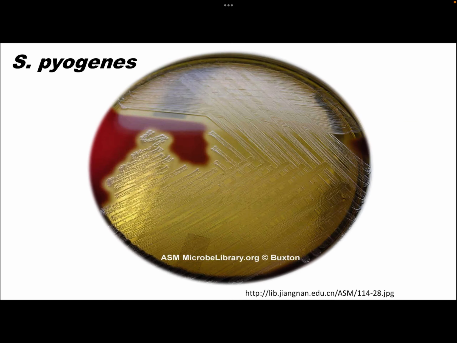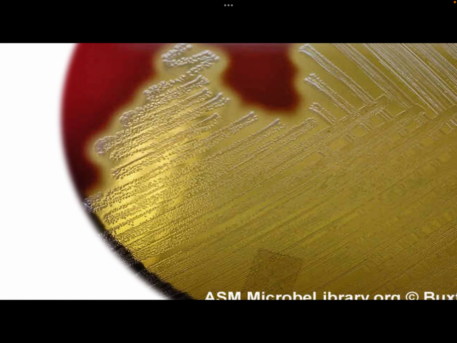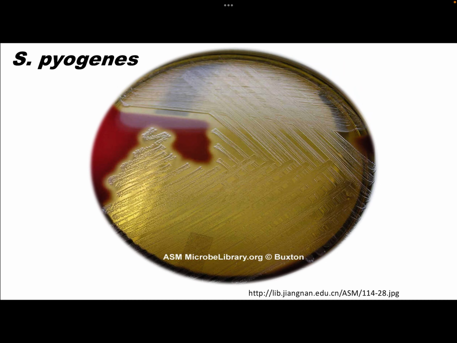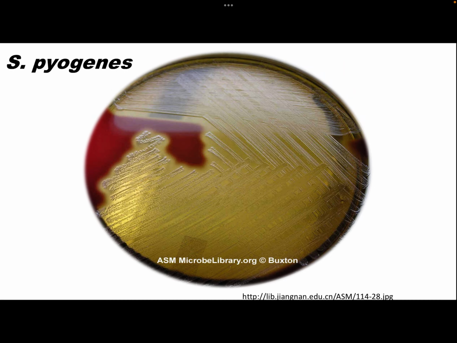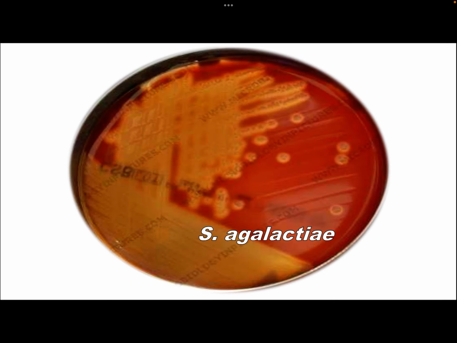Next one, this is also an example of the colonies of Streptococcus pyogenes. Again, they're pinpoint. They're very small. That's why you can see a wide zone of clearing, a wide zone of hemolysis. On the other hand, you have here the Streptococcus agalactiae. It's like a bullseye because you have the medium-sized colonies and then a smaller zone of beta hemolysis.